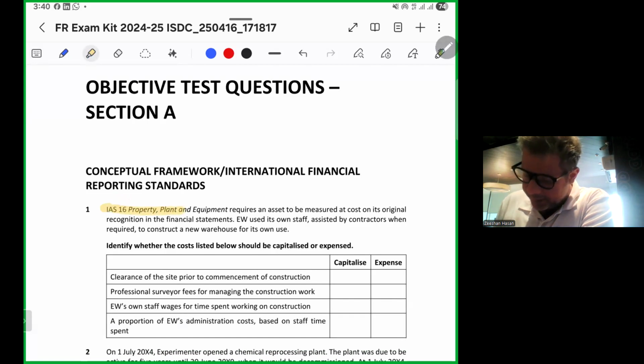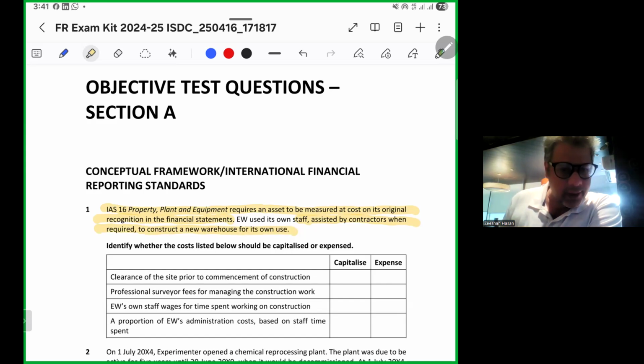IAS 16 Property, Plant and Equipment requires an asset to be measured at cost on its original recognition in the financial statements. EW used its own staff, assisted by contractors when required, to construct a new warehouse for its own use. Right. So identify whether the cost listed below should be capitalized or expensed.